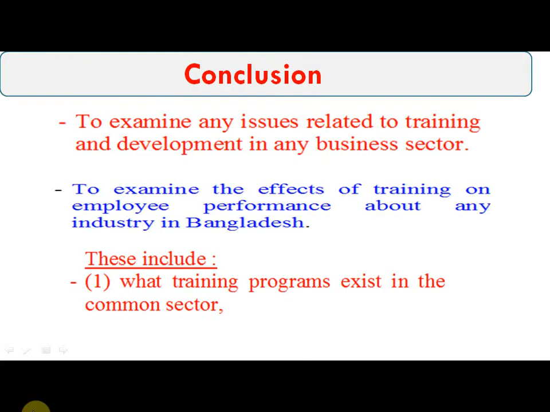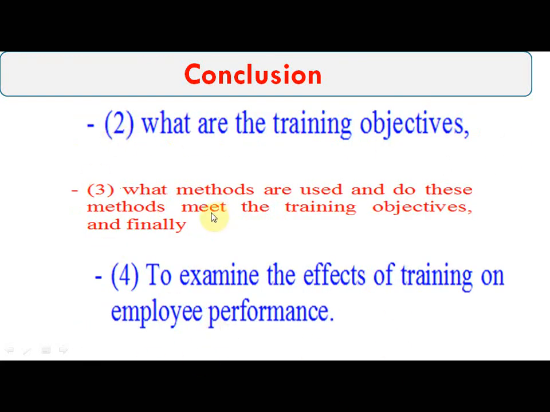Conclusion: the purpose of this study is to examine the effects of training on employee performance in their industry in Bangladesh. Moreover, sub-goals are developed to facilitate clear achievement of the purposes of the study. This includes what training programs exist in the common sector, what the training's objectives are, what methods are used, and whether these methods meet the training objectives, and finally, to examine the effects of training on employee performance. The sample of the study is based on the common sectors that follow training and development skills in Bangladesh.